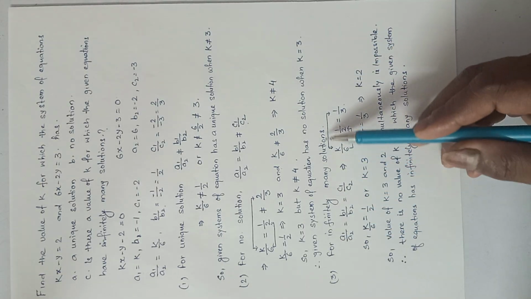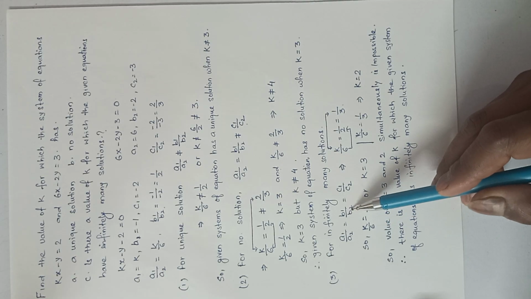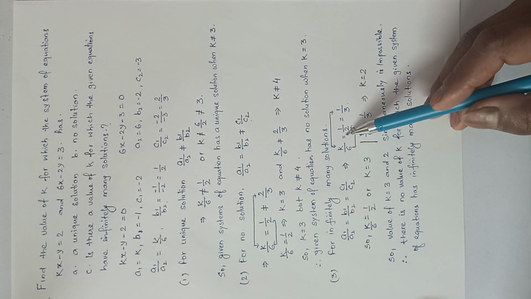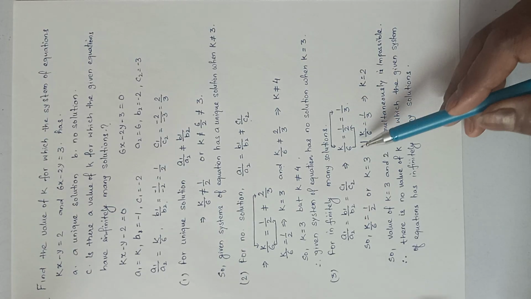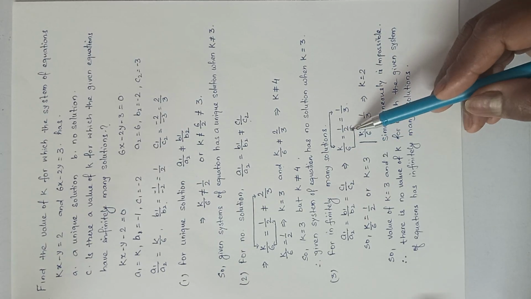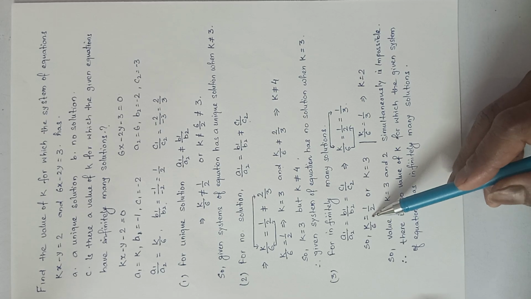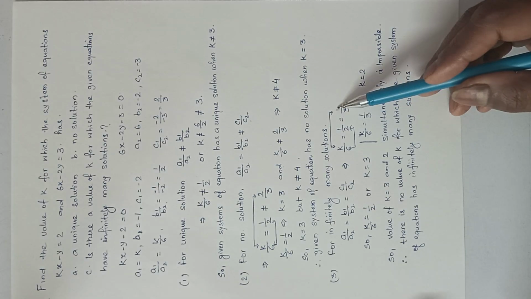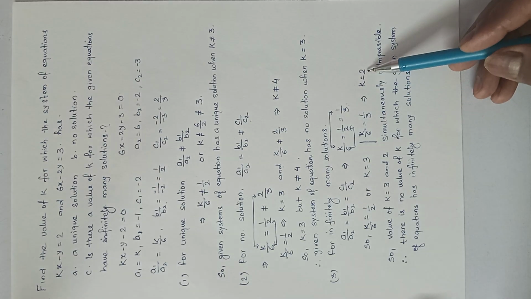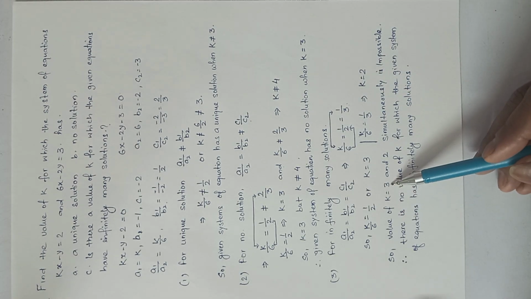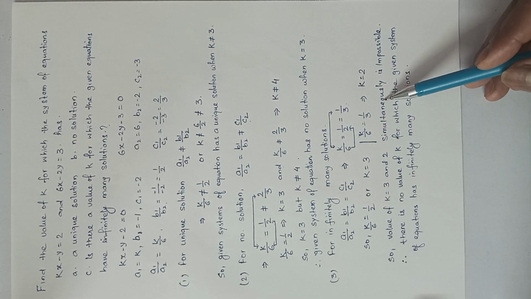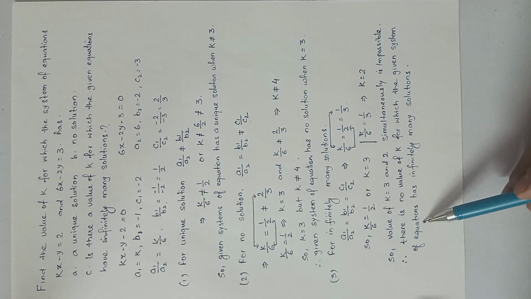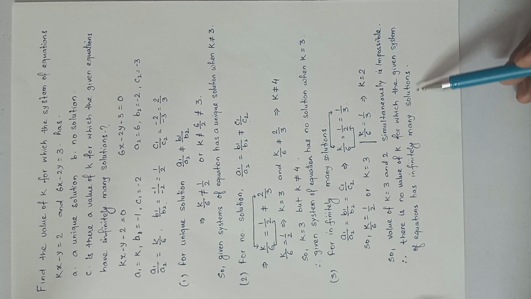For infinitely many solutions, a1 upon a2 equals b1 upon b2 equals c1 upon c2. Again on comparison, first we will compare a1 upon a2 with b1 upon b2. We will get k by 6 equals 1 by 2 or k equals 3. And again on comparing a1 upon a2 with c1 upon c2, we get k equals 2. So k equals 3 and k equals 2 simultaneously is impossible. So there is no value of k for which the given system of equations has infinitely many solutions.